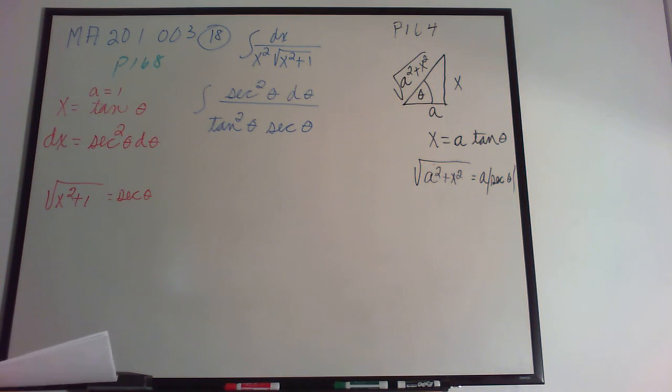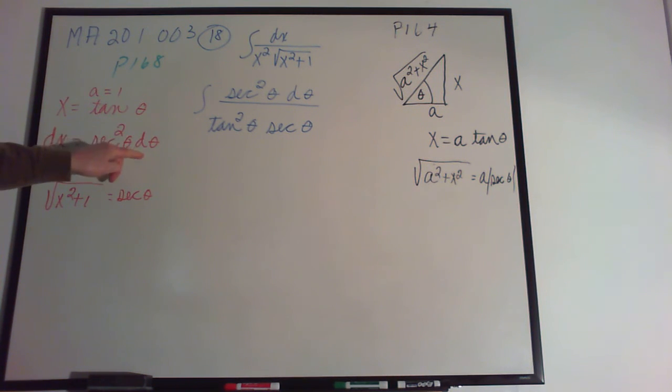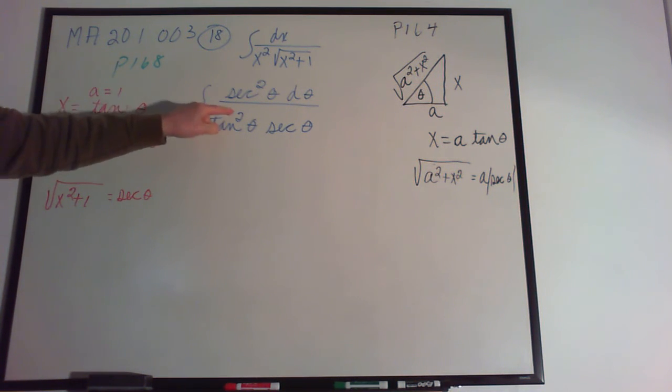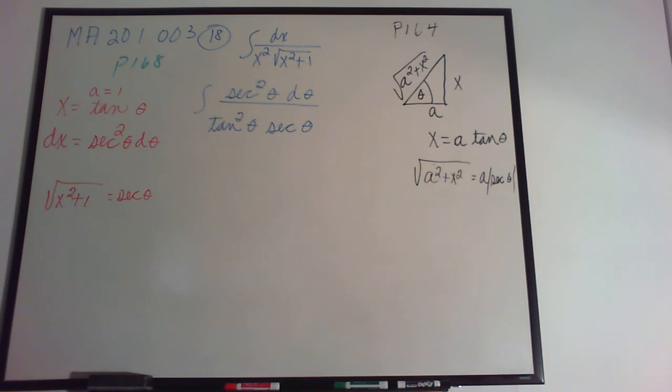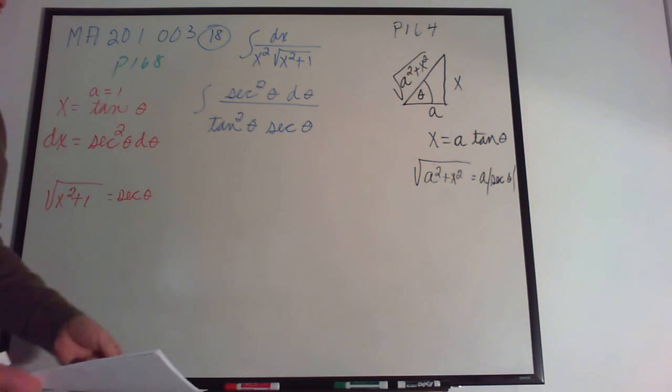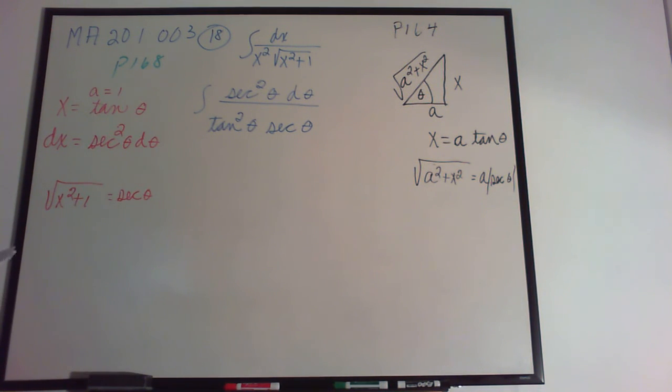All right. dx is equal to secant squared theta d theta, so I put that in the numerator. x squared, well, x is equal to tangent of theta, so x squared is equal to tangent squared theta. We've already designated square root of x squared plus 1 equals secant of theta, so I substitute those in. All right, go ahead and simplify that. Pause the video, see how you do with it.